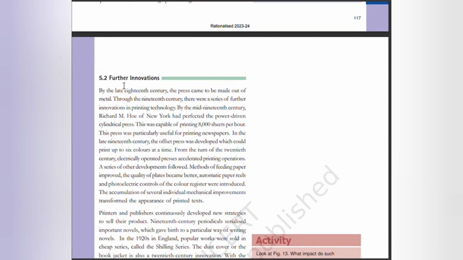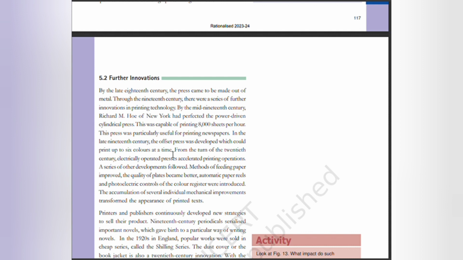Further innovations. By the late 18th century, the press came to be made of metal. Through the 19th century, there was a series of further innovations in printing technology. By the mid 19th century, Richard M. Hoe of New York had perfected the power driven cylindrical press. This was capable of printing 8,000 sheets per hour. This press was particularly useful for printing newspapers.